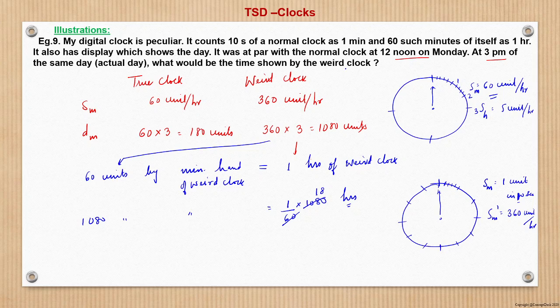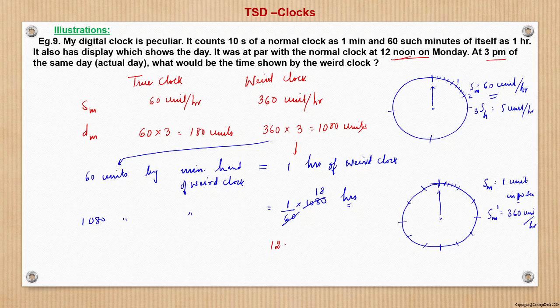Both were showing the same time, that is 12 noon Monday. So after 18 hours, what time will the weird clock show? 12 plus 12 becomes 12 noon Tuesday. And then further 6 hours. No, no, this is 12 noon Monday, right?